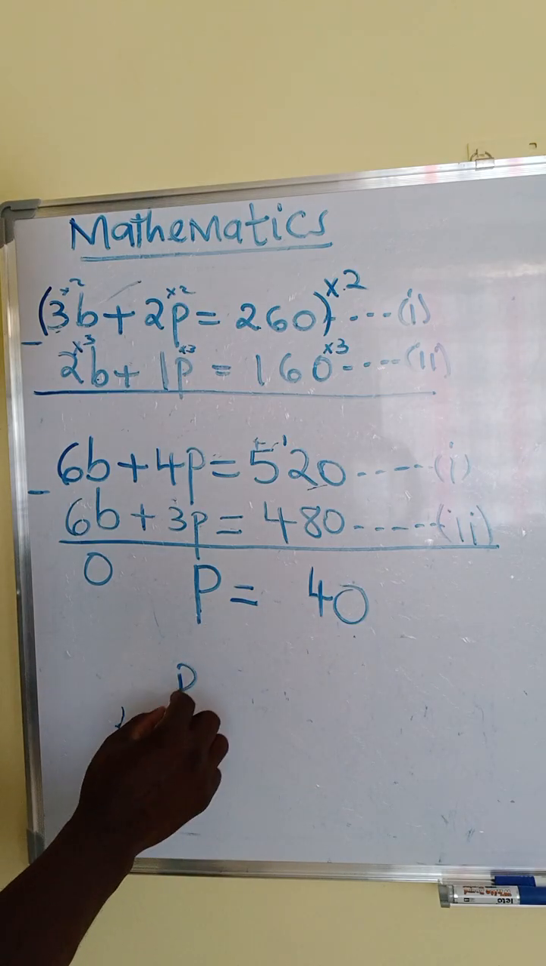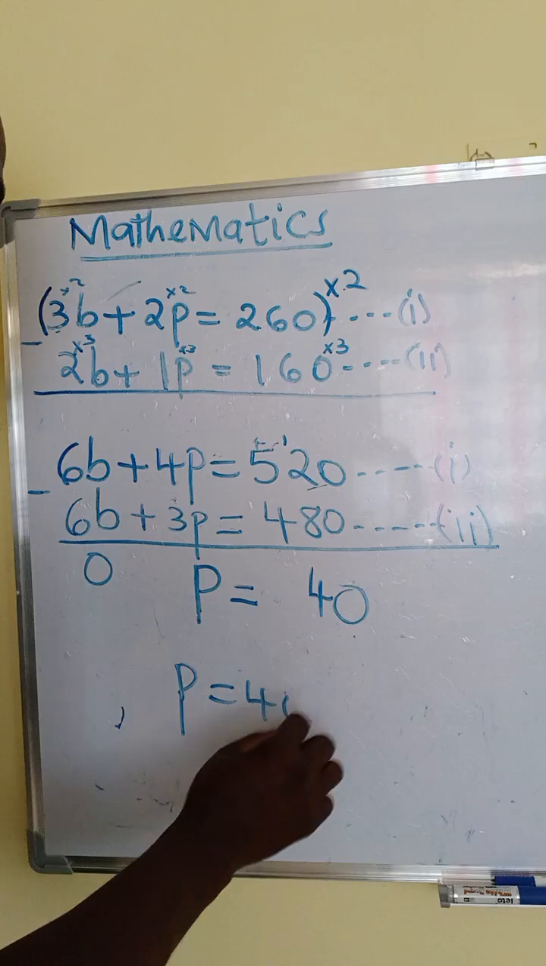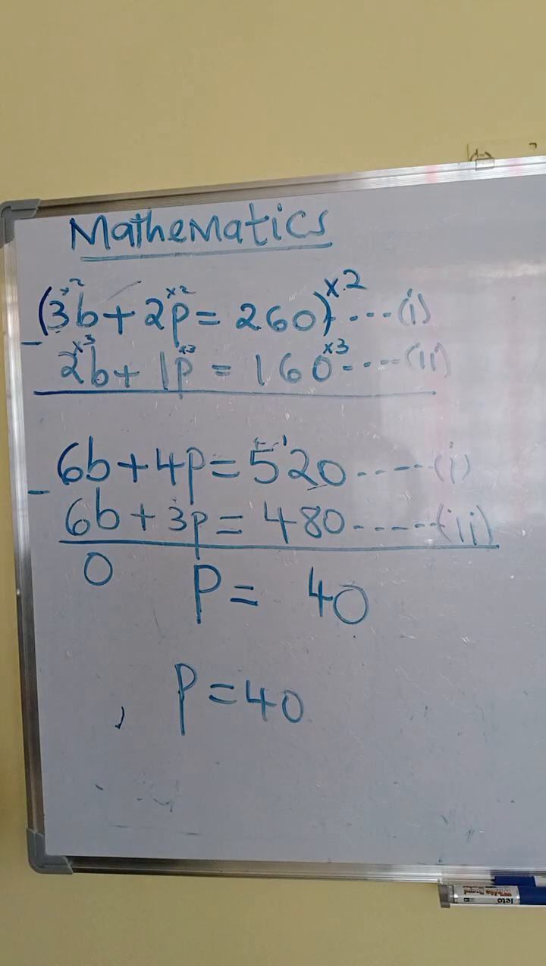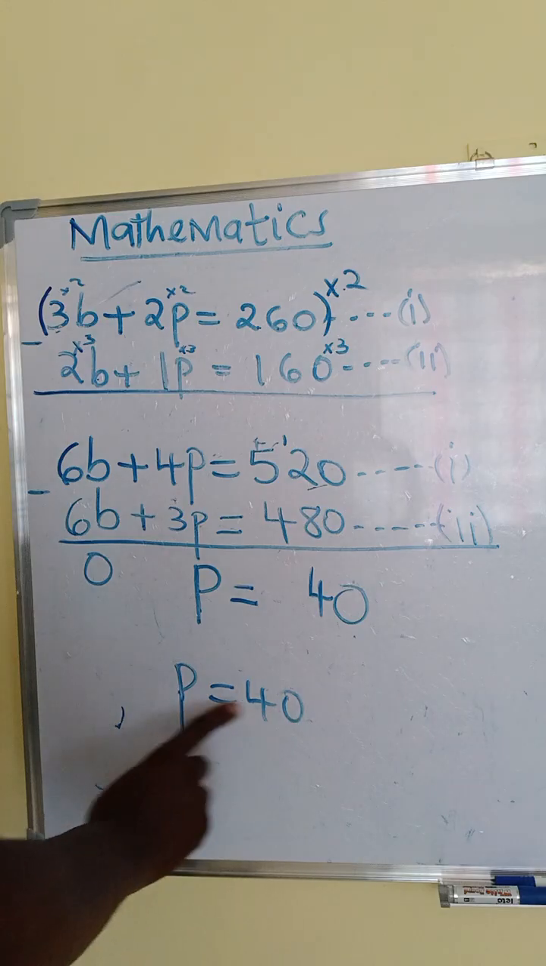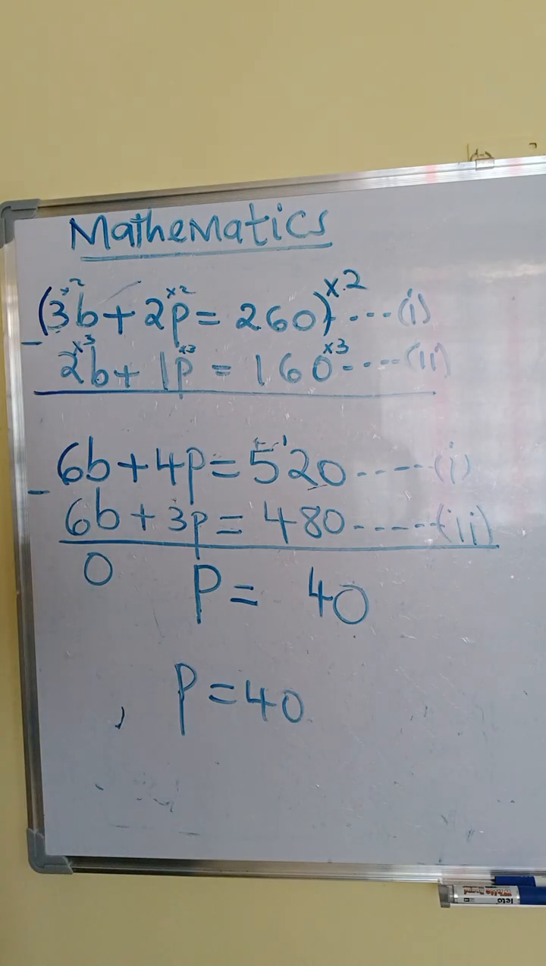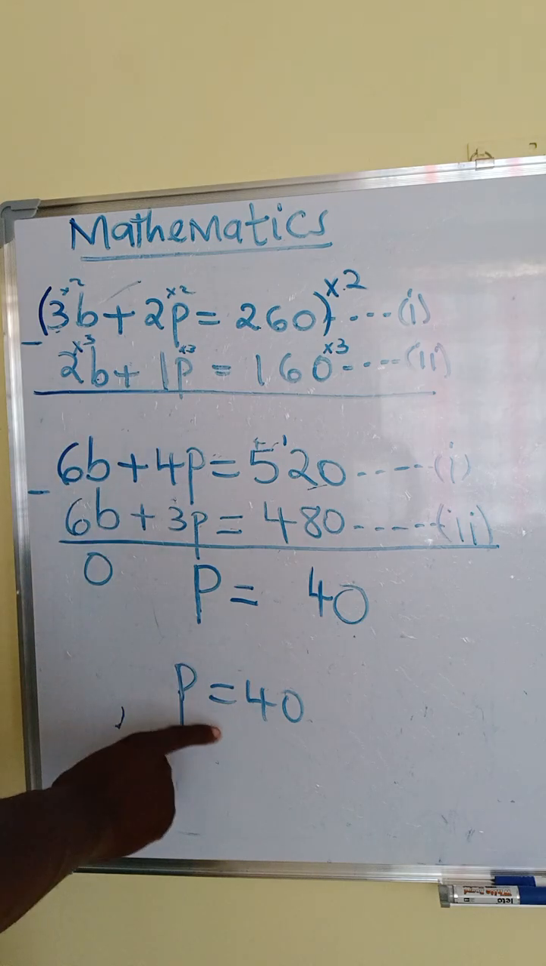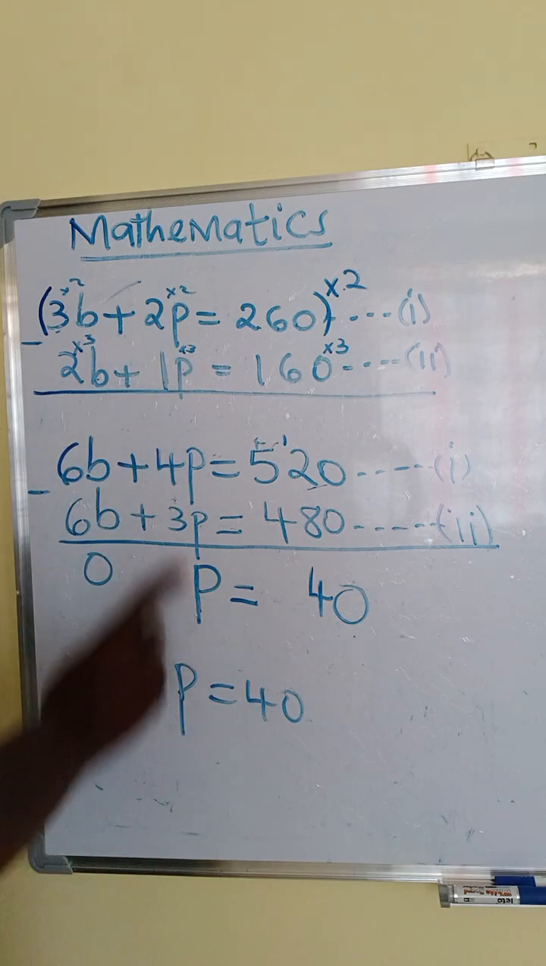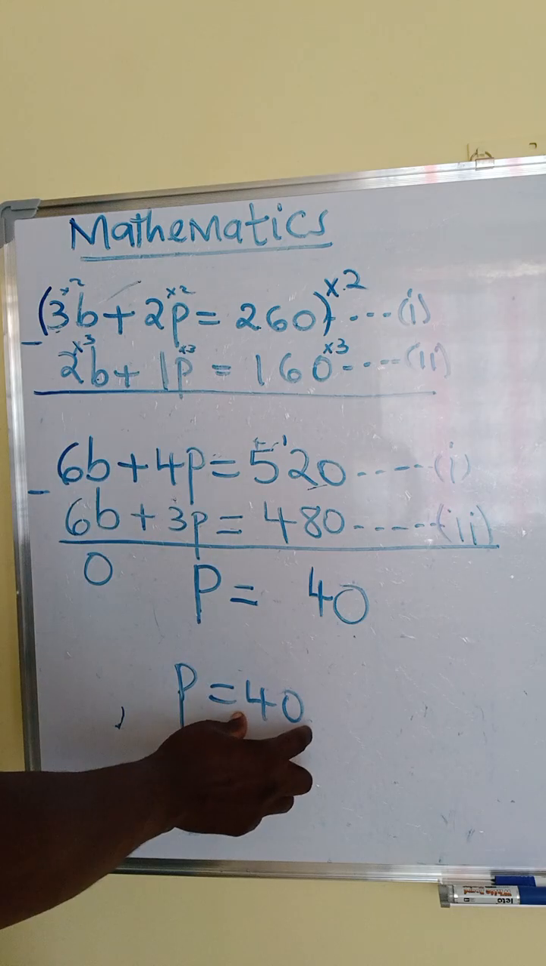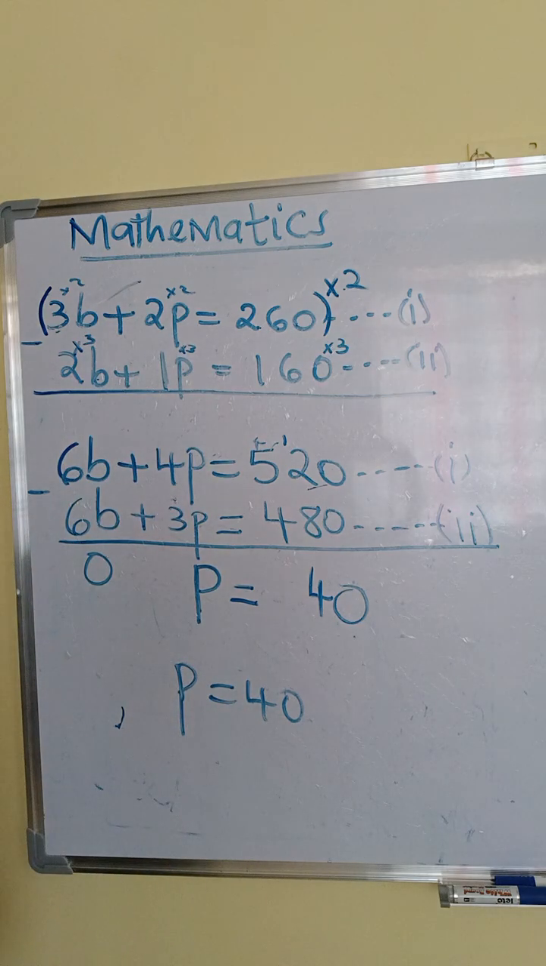Now I have p equals to 40 in my first calculation. Now that I have the value of p representing 40, so the value of p is 40, and remember p was standing for pen, so p is 40. I'll need to come and calculate the value of book. I already have the cost of 1 pen, which is 40 shillings. Now I'll just come and calculate the cost of a book.